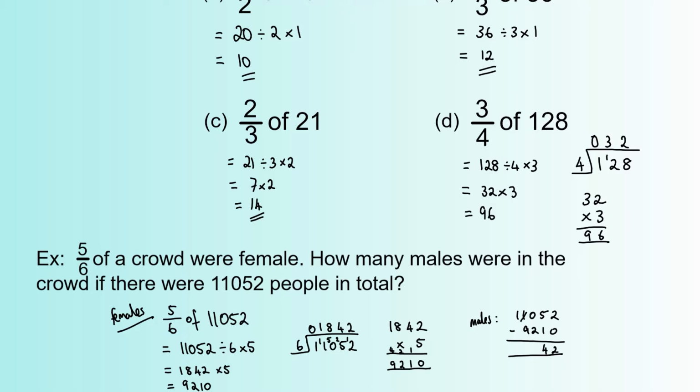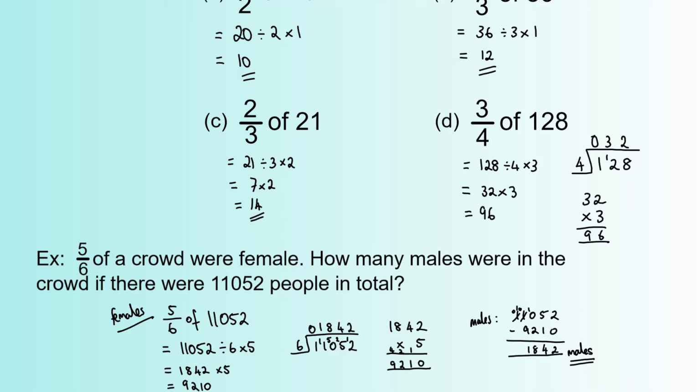0 take away 2 we can't do, so we borrow from this. That becomes a 10. 10 take away 2 is 8. 0 take away 9 we can't do, so we're going to borrow from that, make that a 0, and this will become a 10. 10 take away 9 is 1, so we get 1,842 males in the crowd.